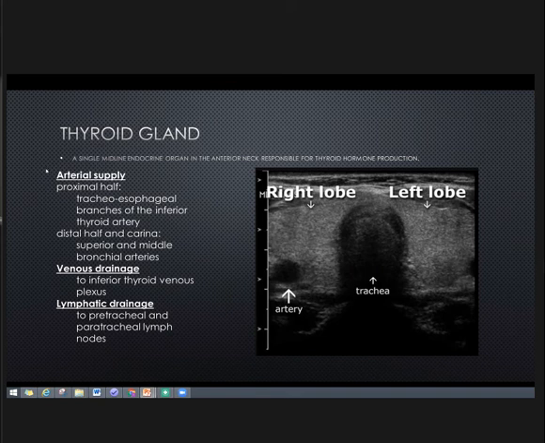For the blood supply of the thyroid gland, the proximal half is supplied by the tracheoesophageal branches of the inferior thyroid artery, while the distal half and the carina are supplied by the superior and middle bronchial arteries. For the venous drainage, the thyroid gland drains to the inferior thyroid venous plexus, and for the lymphatic drainage, it drains to the pretracheal and paratracheal lymph nodes.